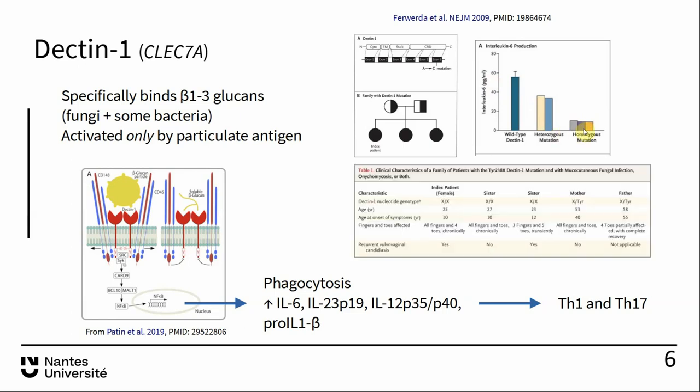And what did these people have? Well, they had chronic recurrent vulvovaginal candidiasis in the two cases, and otherwise they had fingers and toes with a chronic mucocutaneous fungal infection. Okay, so if you lack this one CLR, you're going to get chronic fungal infections.